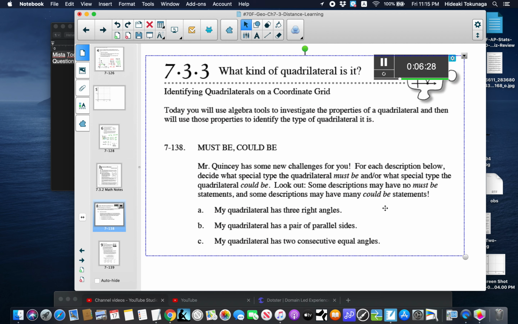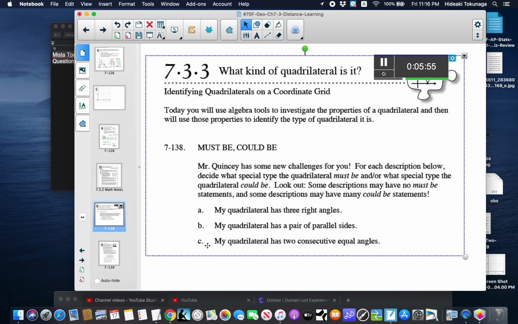I thought it could be a square, and it could be a rectangle, but it could be a trapezoid too. Trapezoids can have 2 consecutive angles congruent. So this is very tricky, but there is no must be because a trapezoid is one kind, and a rectangle is another kind. Okay, so letter C is very tricky.